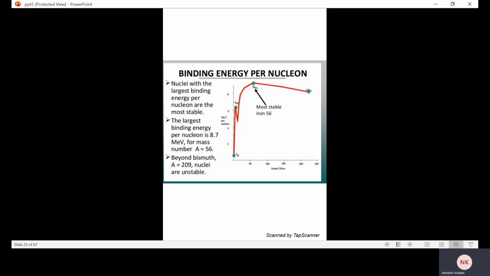Binding energy per nucleon. Nuclei with the largest binding energy per nucleon are more stable. The largest binding energy per nucleon is 8.7 mega electron volt for mass number A equal to 56. Beyond bismuth, mass number 209, nuclei are unstable.